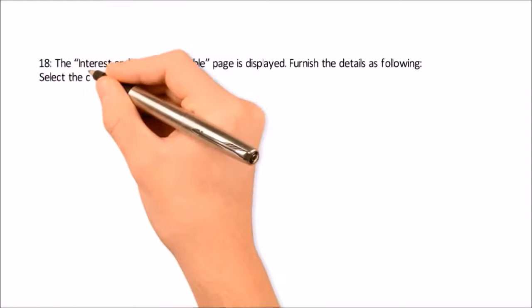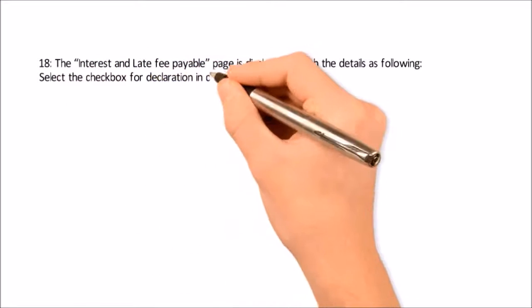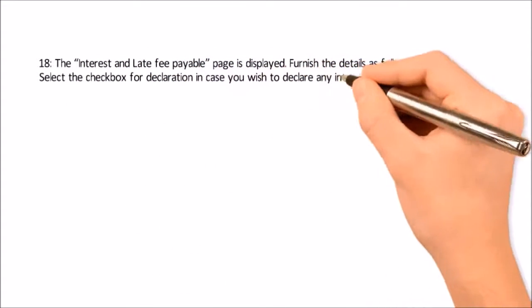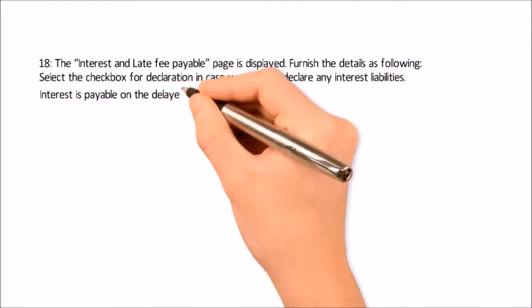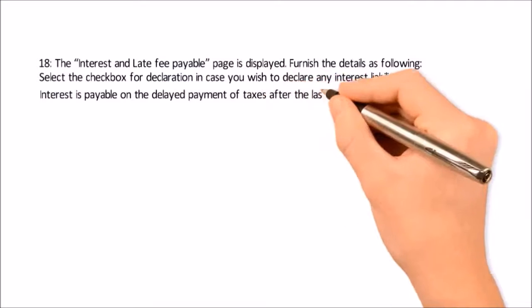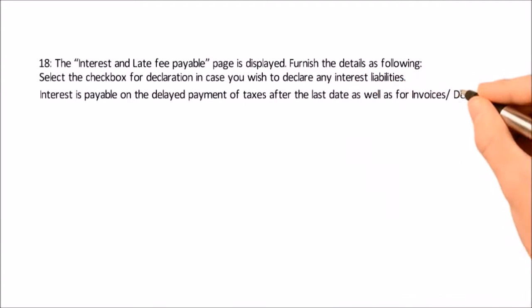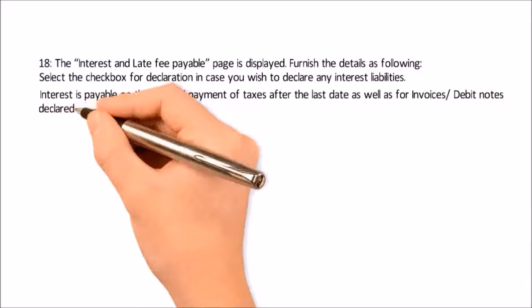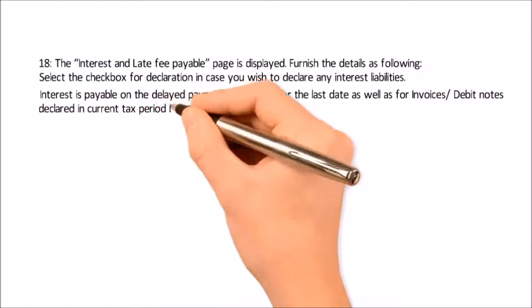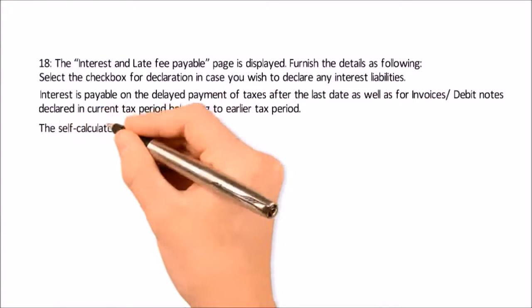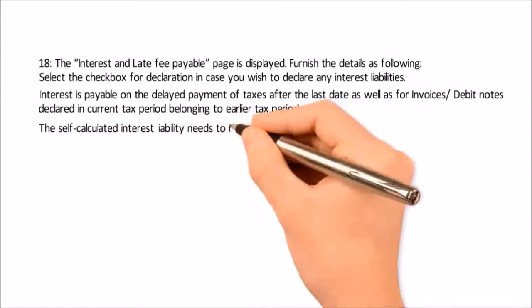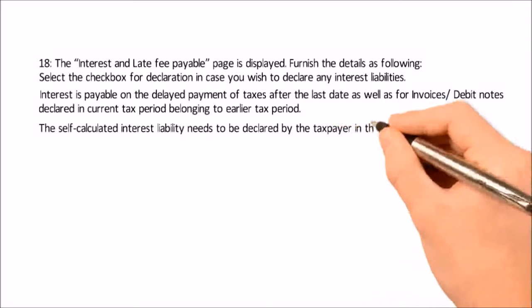Select the checkbox for declaration in case you wish to declare any interest liabilities. Interest is payable on the delayed payment of taxes after the last date as well as for invoices/debit notes declared in current tax period belonging to earlier tax period. The self-calculated interest liability needs to be declared by the taxpayer in this field.